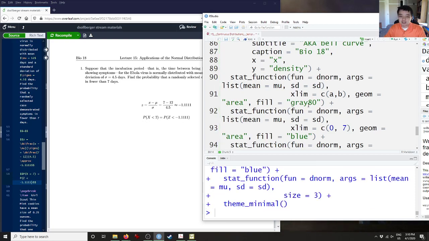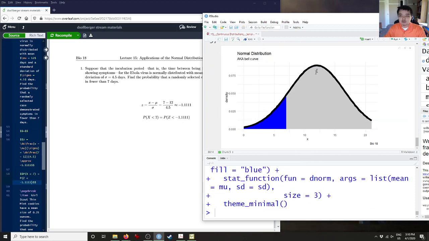It should say x there. At x equals 12. And we're asking about the probability that the incubation period will be less than 7 days. So here at x equals 7, we do the shading towards the left for less than. And what we're doing on the probability side of things is to figure out the percentage of area that this blue area represents compared to the gray area in total.